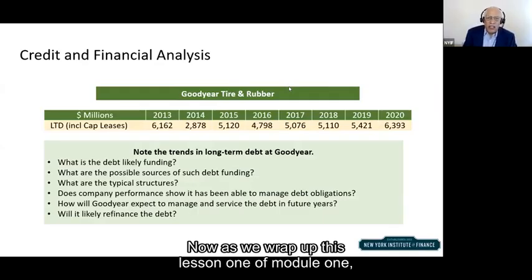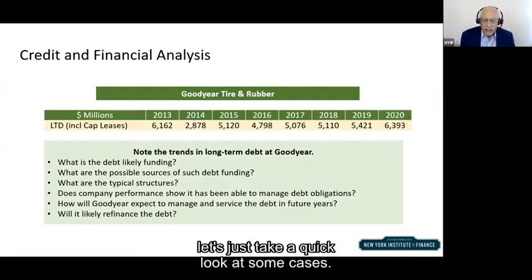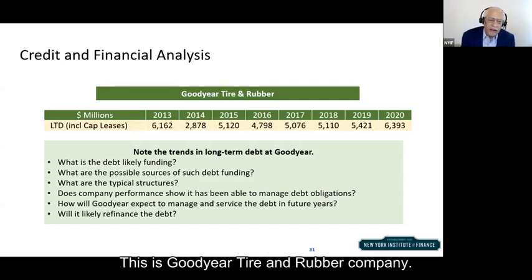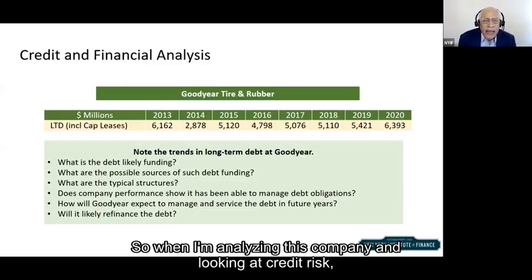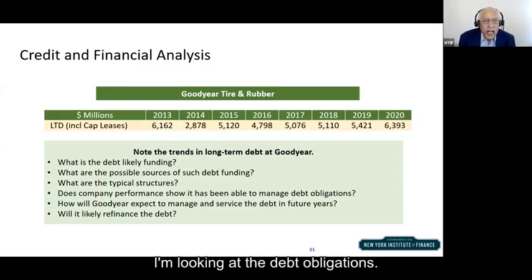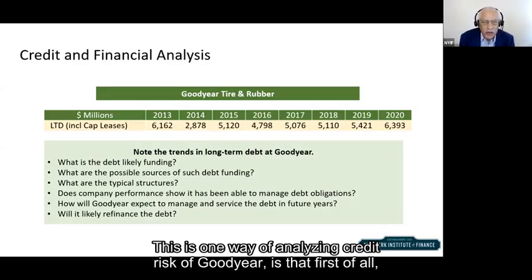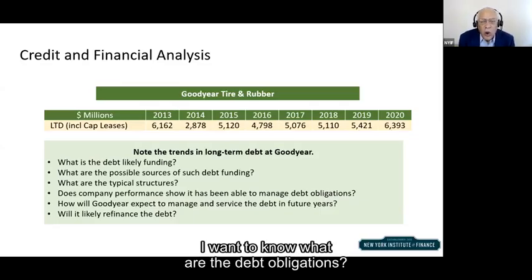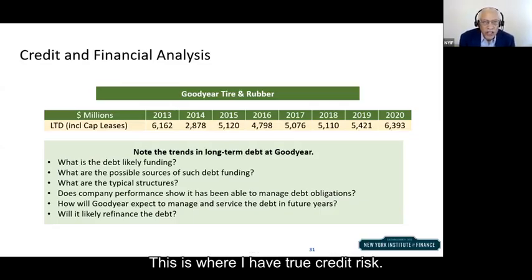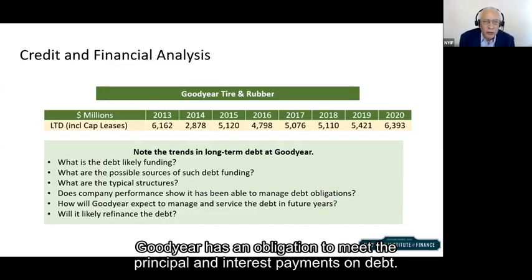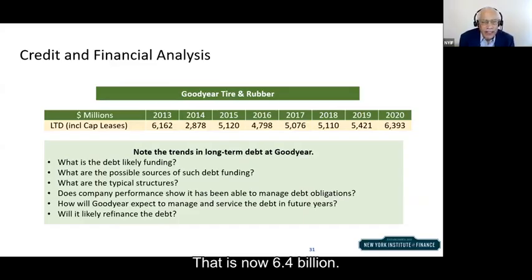Now, as we wrap up this lesson 1 of module 1, let's take a quick look at some cases. This is Goodyear Tire and Rubber Company. When I'm analyzing this company and looking at credit risk, I'm looking at the debt obligations. This is one way of analyzing credit risk of Goodyear. First of all, I want to know what the debt obligations are. This is where I have true credit risk. Goodyear has an obligation to meet the principal and interest payments on debt that is now $6.4 billion.